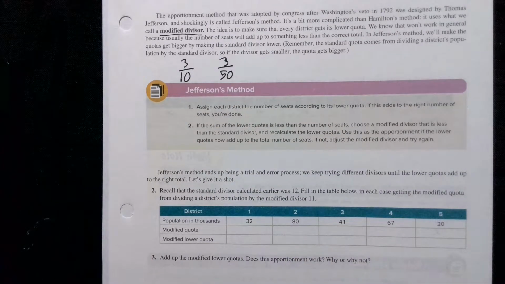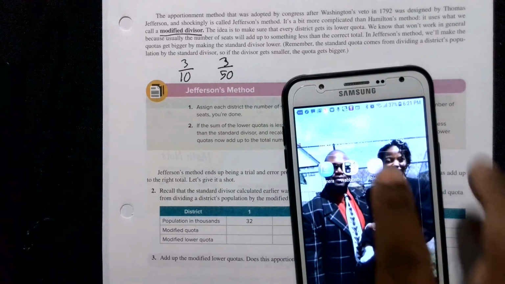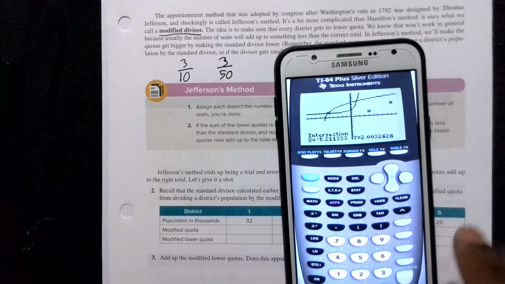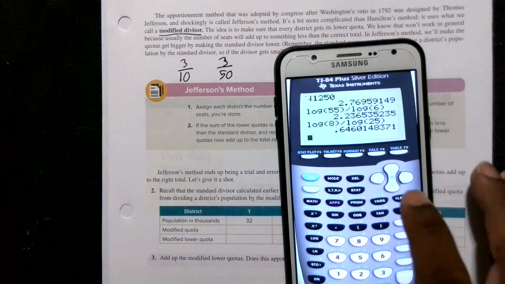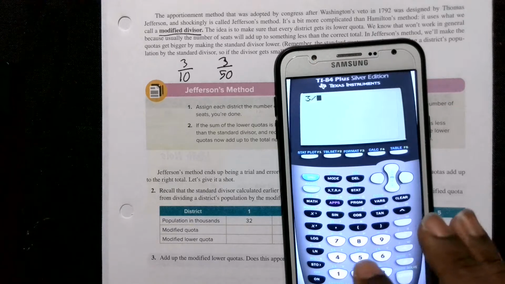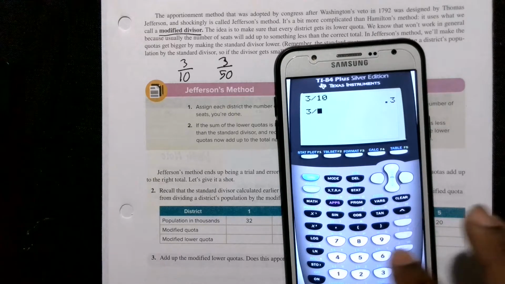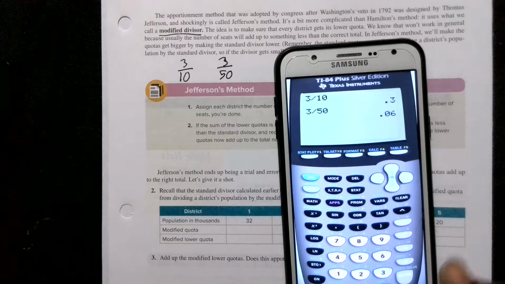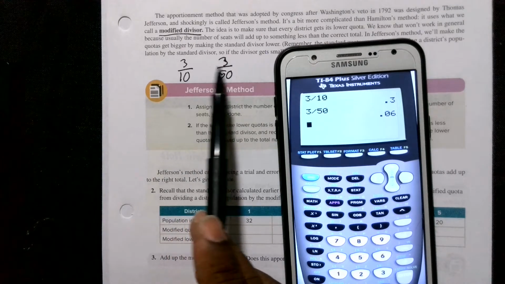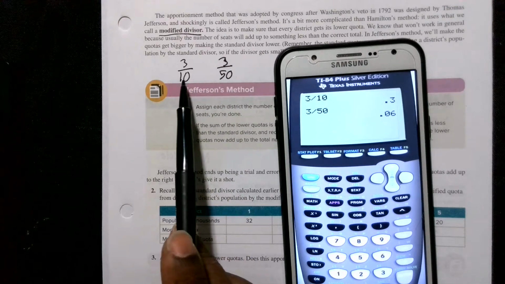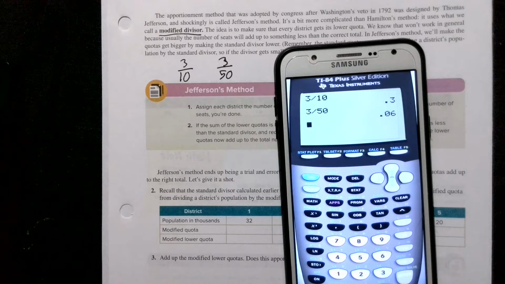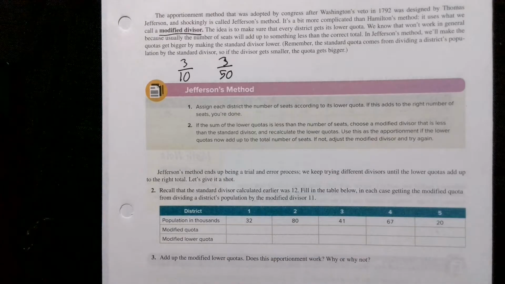Now, what we would do, if we put this in our calculator, we could take 3 divided by 10, and that would give us 0.3, and 3 divided by 50, and that gives us 0.06. Now, if you notice here, the numerators are the same, but when our denominator gets larger, our answer gets smaller. That's what they were talking about.